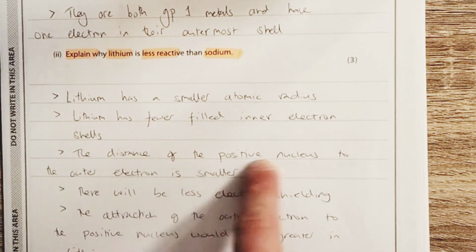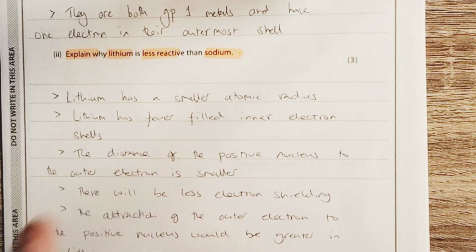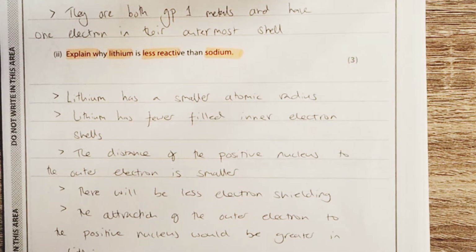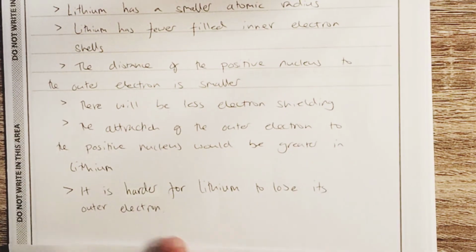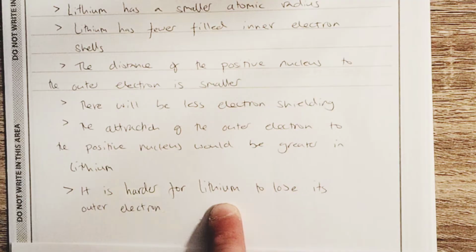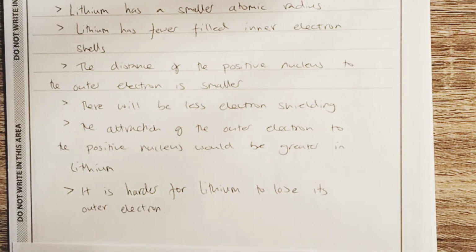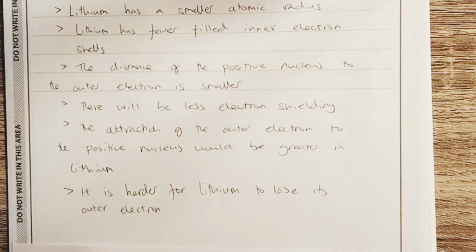Lithium has fewer filled inner electron shells than sodium. Therefore, the distance of the positive nucleus to the outermost electron will be smaller or shorter in lithium than sodium, and there will be less electron shielding, nullifying the influence of the positive nucleus on the outermost electron in lithium compared to sodium. So the attraction of the outer electron to the positive nucleus would be greater in lithium than in sodium. And this will mean it is harder for lithium to lose its outermost electron compared to sodium, making lithium less reactive than sodium comparatively.